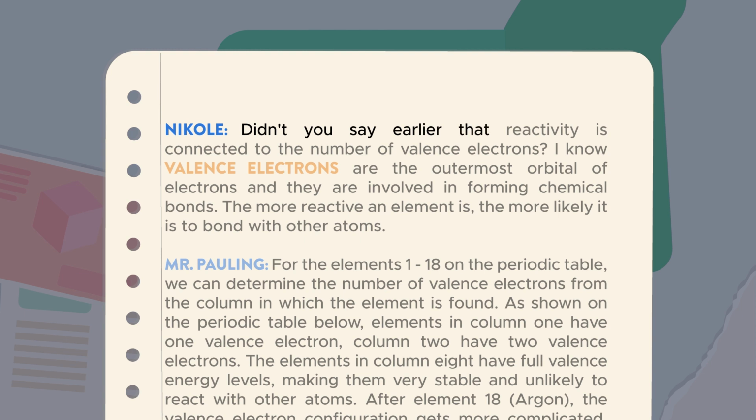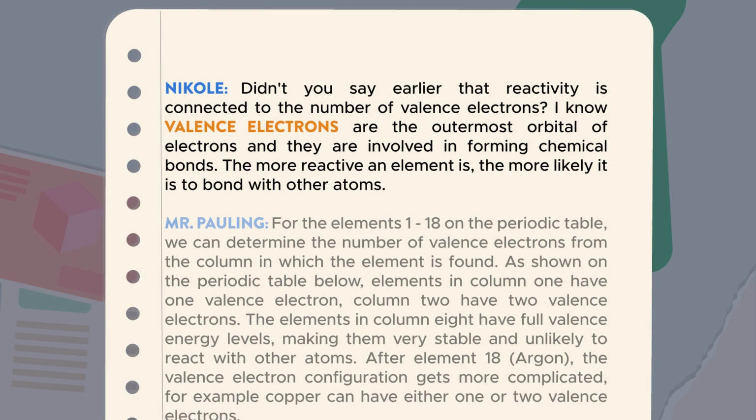Didn't you say earlier that reactivity is connected to the number of valence electrons? I know valence electrons are the outermost orbital of electrons, and they are involved in forming chemical bonds. The more reactive an element is, the more likely it is to bond with other atoms.